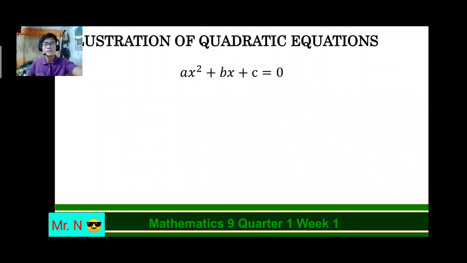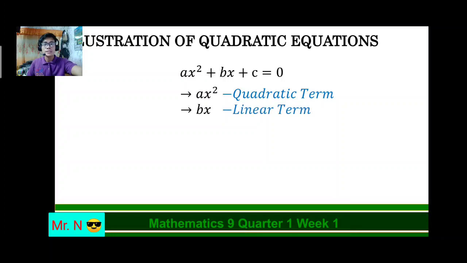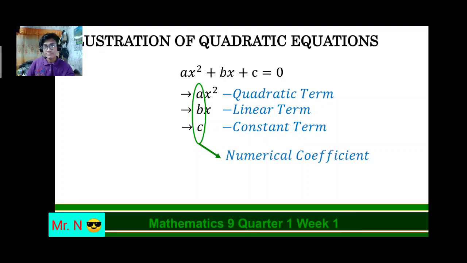Now let's have the standard form. Let's identify the parts of a quadratic equation. Ax squared is what we call quadratic term. Bx is what we call linear term. And c is the constant term. Okay? And a, b, and c are the numerical coefficients. Hindi ko lang naisama, pero yung variable, ang tawag dyan ay literal coefficient.